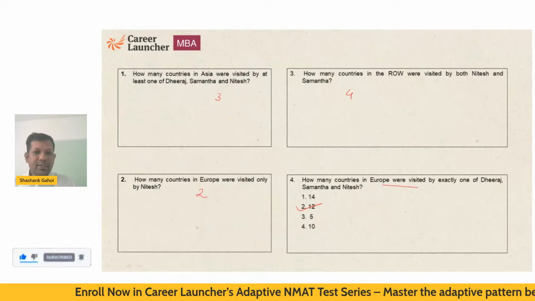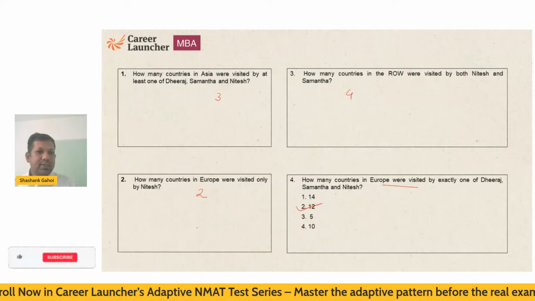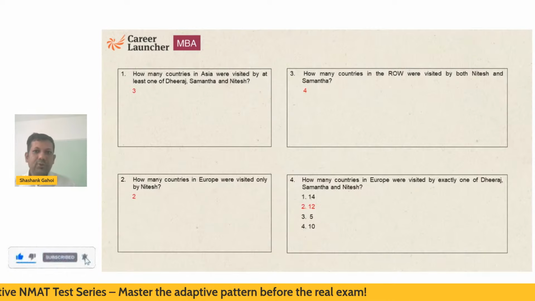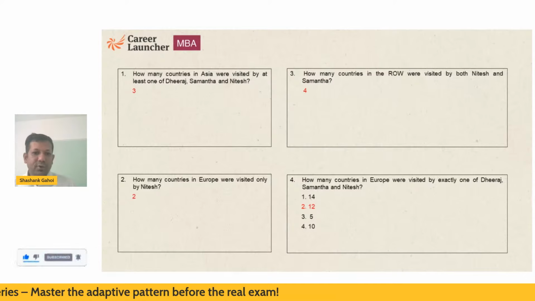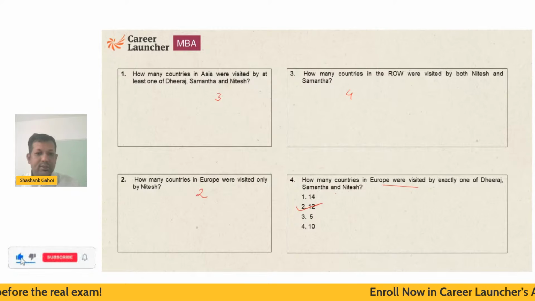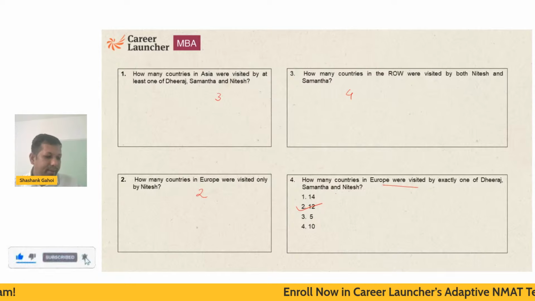So let's see. The answer of question number 1 is 3. Fine. The answer of question number 2 is 2. Answer of question number 3 is 4. Answer of question number 4 is 12. So we got all the answers. Fair enough?